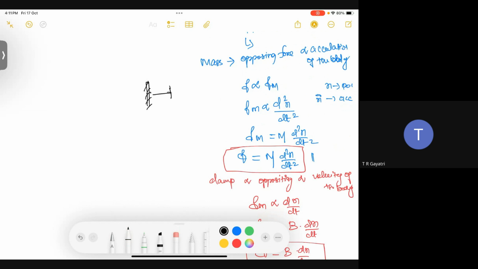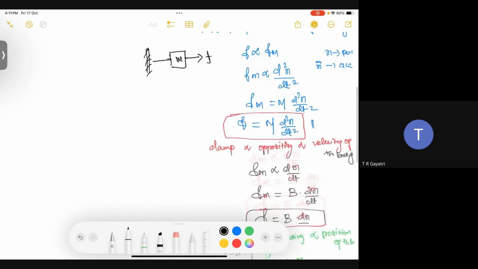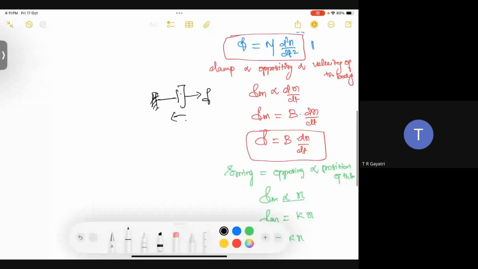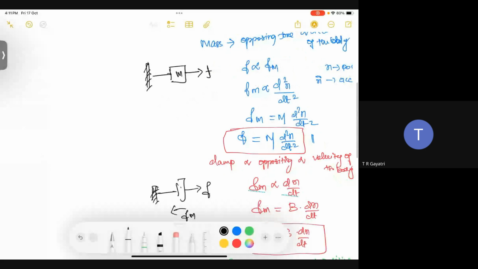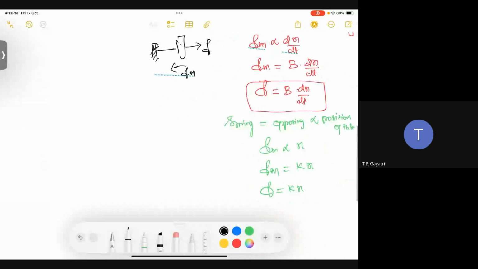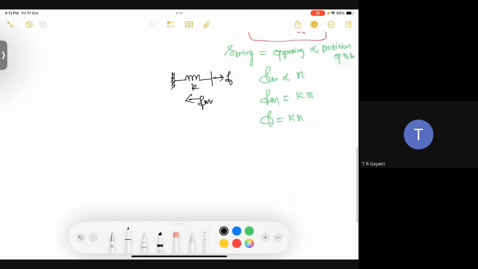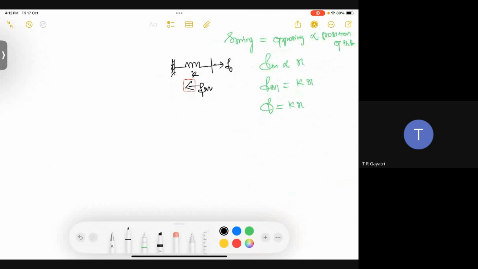For example, here I will consider something like this, only with force F. For this, I can say this has only B, with the force acting as F. So your Fm will act in this direction. It's an opposing force, right? So it will act in the opposite direction. Here you will have only the K, where the F will act like this, and Fm will act in the opposite direction. Now we want to see how we can write if two or more elements are in parallel or series combination.